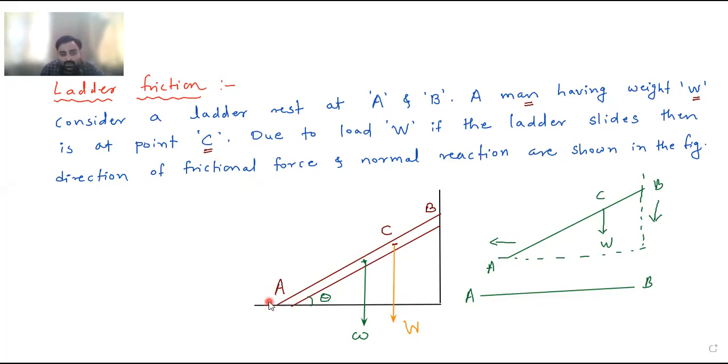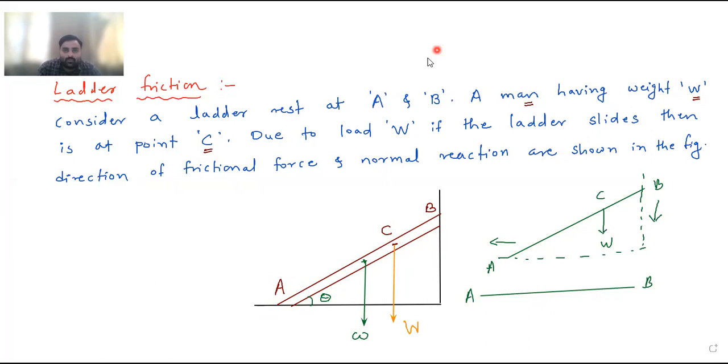If someone is climbing on the ladder, we tell another person, please put your hands on the ladder so that it will not slip. So when you are keeping your hands on the ladder, indirectly you are applying some force in this direction. Why are you applying that force? Because when this ladder slips, this A point will move in this direction, leftward, and this B point will move downward. Okay, is it understood?